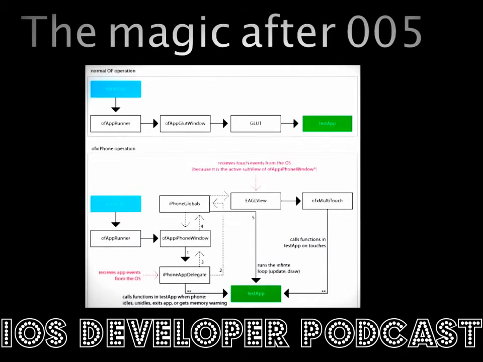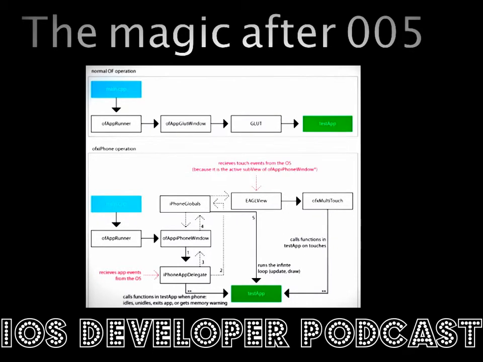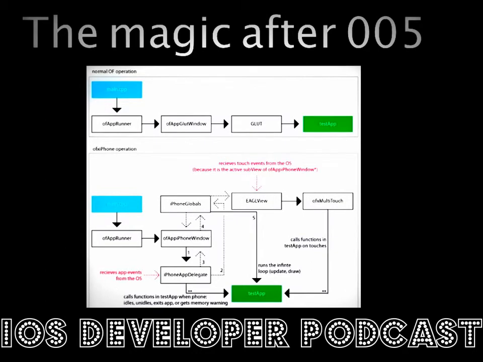So currently the version that I downloaded is 007. Prior to 007, this is sort of why I said the magic after 005 was, in 005, instead of having two pictures, they just had one cluster of a picture, and it was really, really confusing to try and figure out how an actual application could get onto a phone.